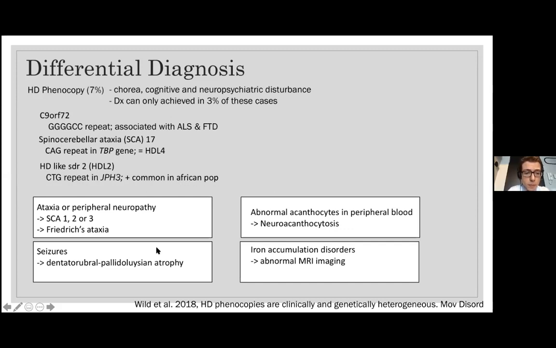African population. You should also be aware of other symptoms such as ataxia and peripheral neuropathy, which could suggest spinocerebellar ataxia or Friedreich's ataxia, seizures, which could suggest dentatorubral-pallidoluysian atrophy. And you could also look at iron in the MRI because of iron accumulation disorders, and look at the peripheral blood for acanthocytes, so misshapen erythrocytes, which are suggestive of neuroacanthocytosis.